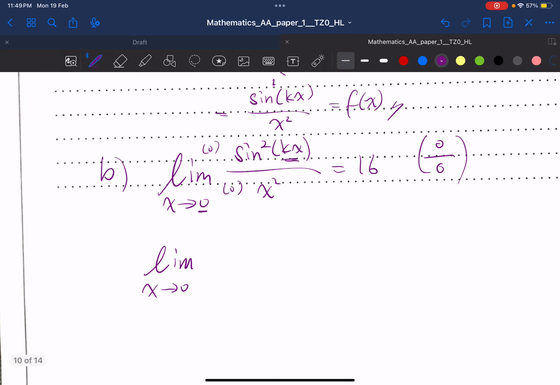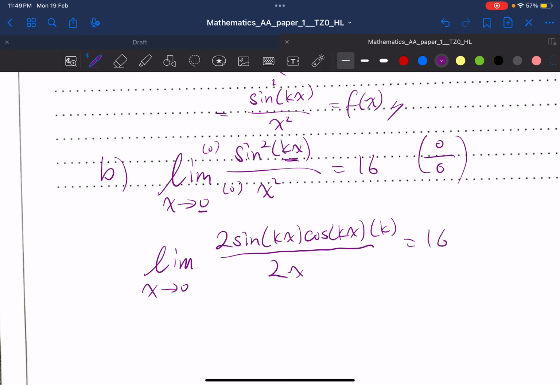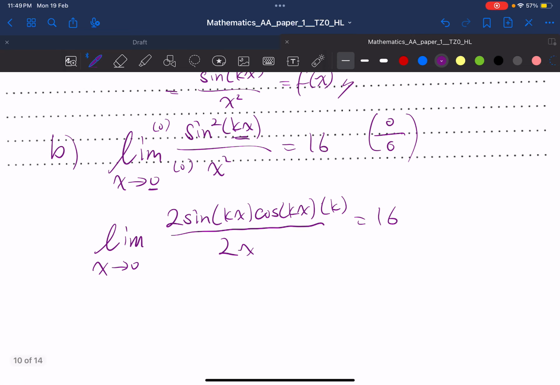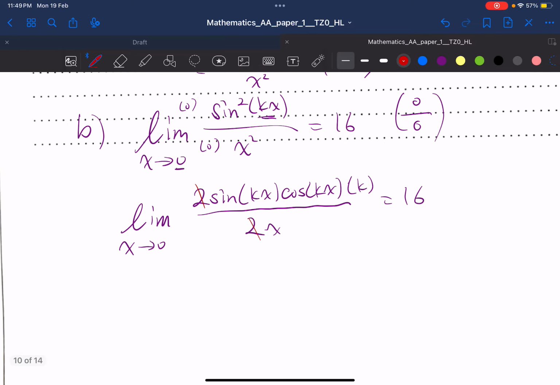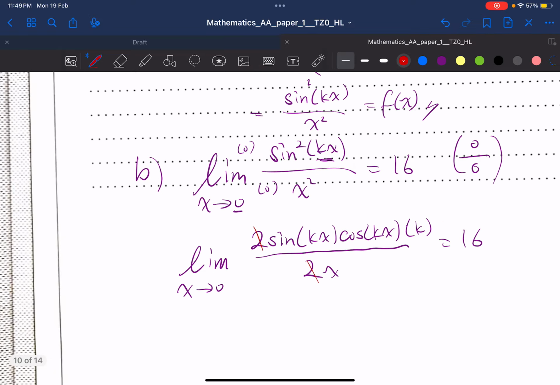So differentiating sine squared will be 2 sine of the thing here. And then chain rule, you need to differentiate sine, which is cosine. Chain rule again, differentiate the inside, which is just k, all over 2x equals 16. So we got something that looks like this. And at the same time, just cancel this because it's none of their business. And then we just plug in 0 again, see what happens here.